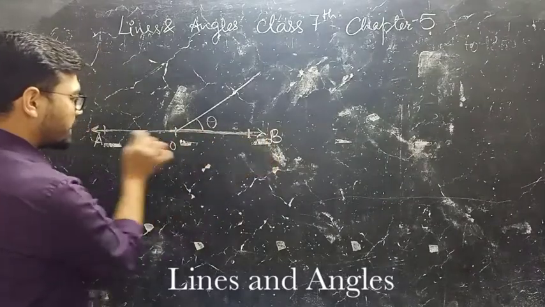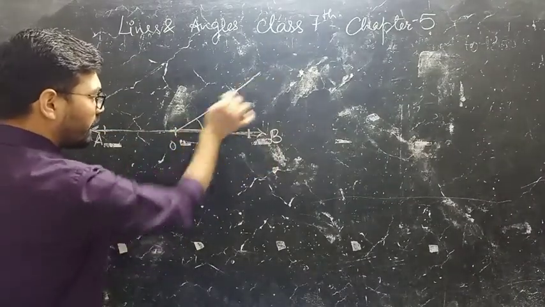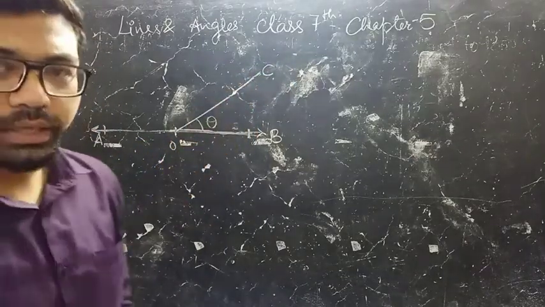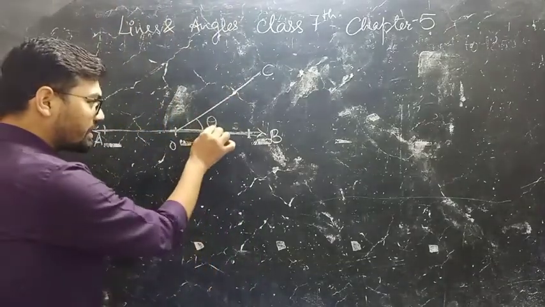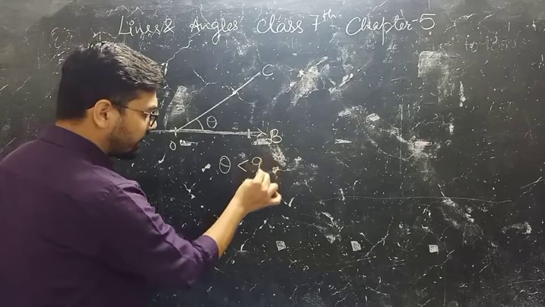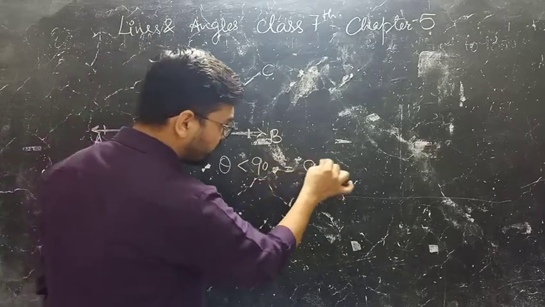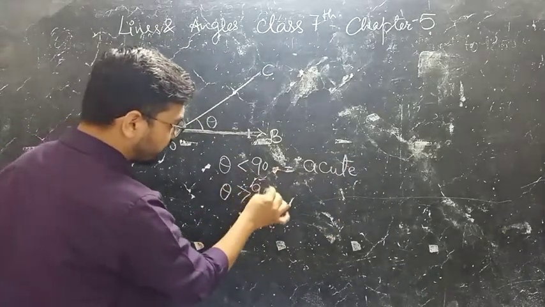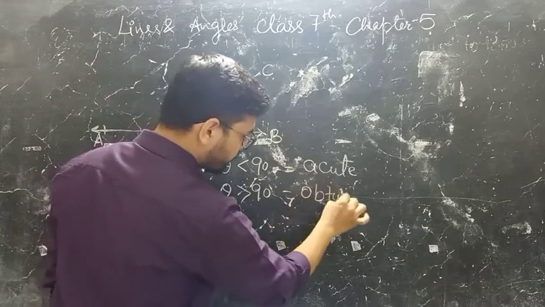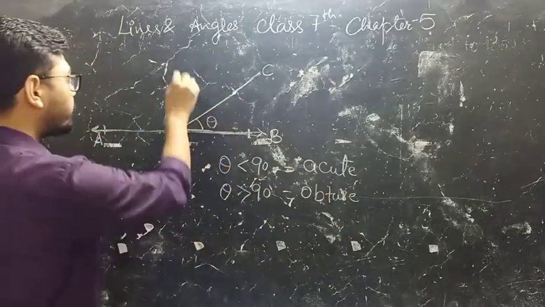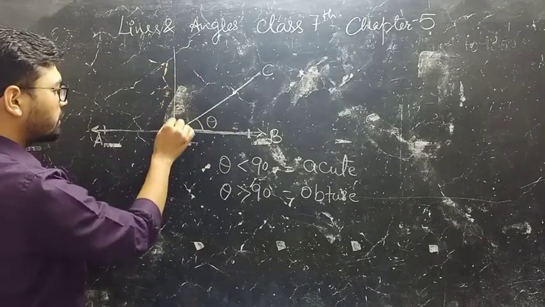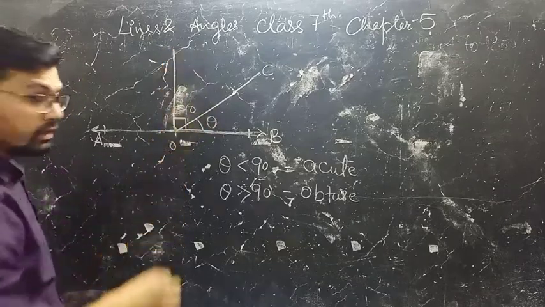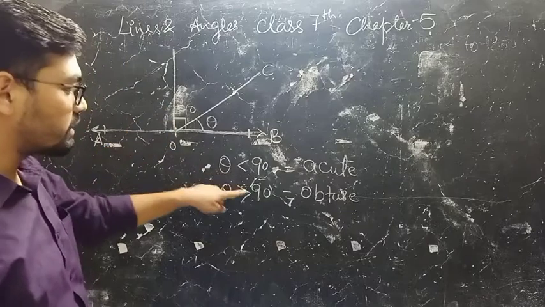I have this line segment AB. If I incline a line OC on this AB at an angle theta, this will give you an angle. Now, if this angle theta is less than 90, that means it is an acute angle. And if this angle theta is greater than 90, that means it's an obtuse angle. So let's say this is perpendicular, this is forming 90 degrees, that is a right angle. So this is 90 degree perpendicular, that is a right angle.